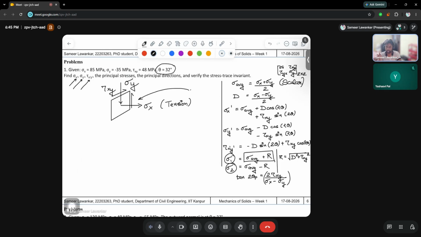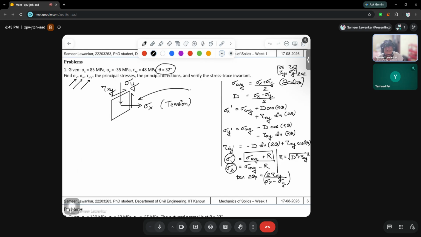I will explain again. Let us suppose this is the orientation we are talking about. We are rotating it by theta, 32 degrees. Now that we have rotated it, we are trying to find the value of sigma x dash and sigma y dash. So one is sigma x dash in the x direction, sigma y dash, and one is regarding the plane. I hope this is clear.